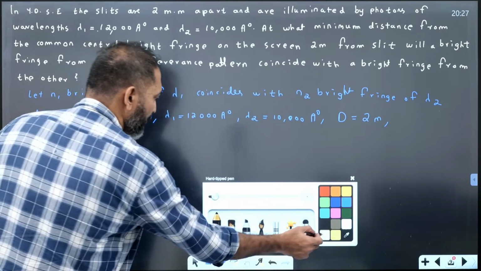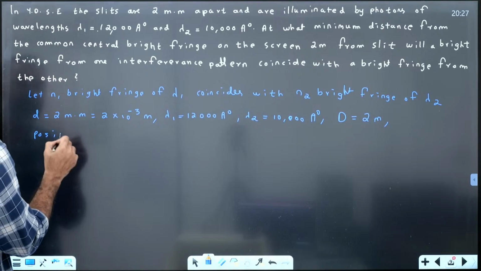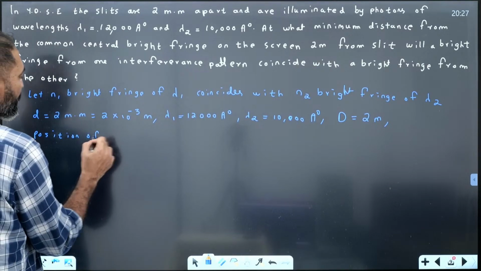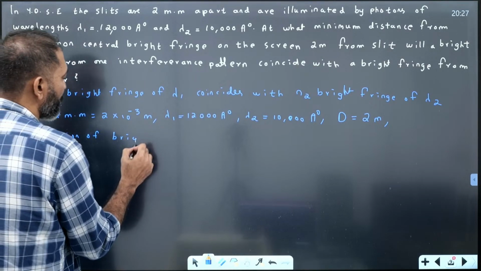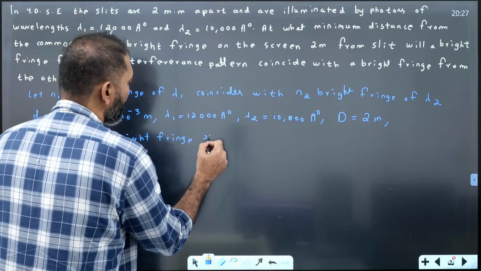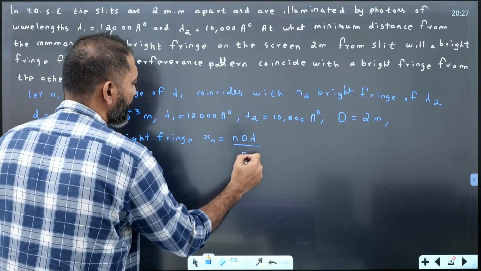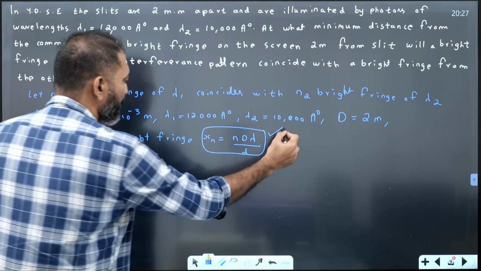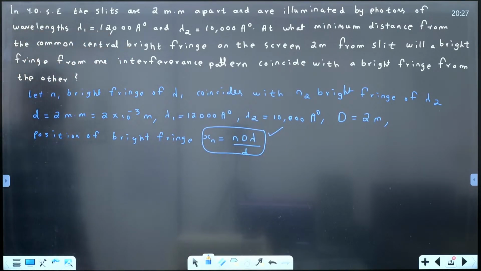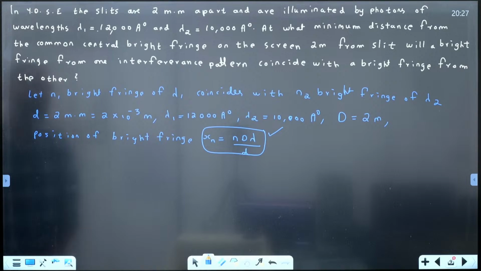So the position of bright fringe, that you should know. Position of bright fringe is what? Xn is equal to n D lambda by d. This is the equation for position of bright fringe that we have discussed earlier.